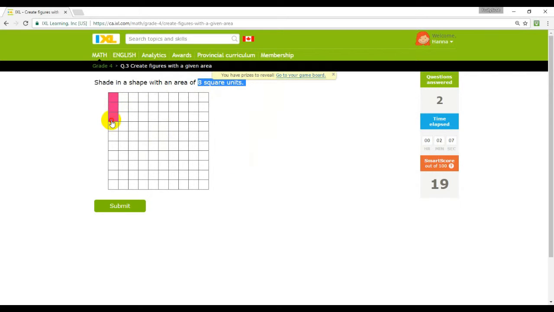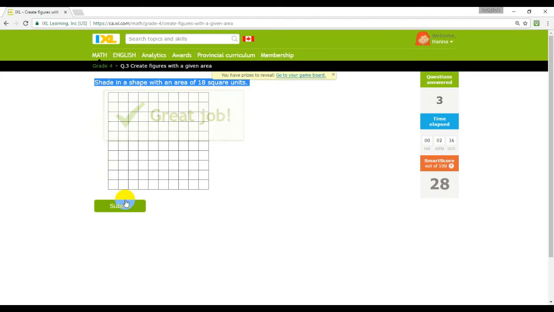Okay, 1, 2, 3, 4, 5, 6, 7, 8. So basically, if you memorize how to add all the way to 20, you could quickly say to yourself, you would shade in all of the row, but leave out 2 spaces. So that would be 8.